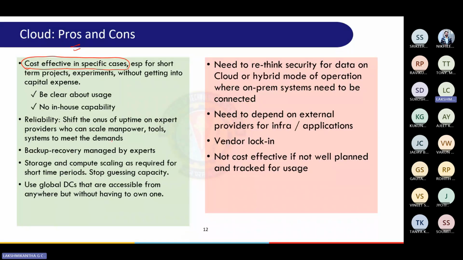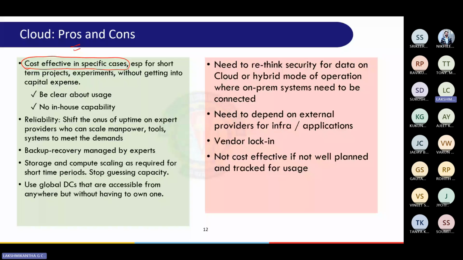Let me take one small example to explain this, guys. You have a research team that needs 50 high-CPU machines for 2-week simulations. On the cloud, they pay for 2 weeks. On premise, they have to buy 50 machines that sit idle 95% of the time. I hope you all understand what is cost effective in specific cases.